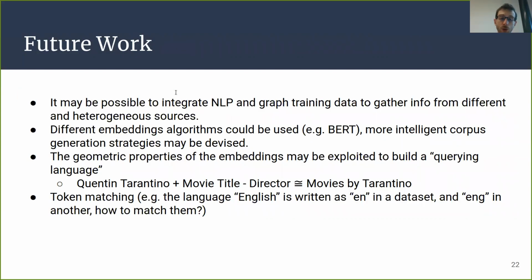For what concerns future work, we are considering methods for integrating natural language in our pipeline to gather information from more diverse sources. We are also looking into different embeddings algorithms. Finally, we observed that the geometric properties of the embeddings can be used to perform token matching or build a rudimentary query language to produce results like in the example. You see here, Quentin Tarantino plus movie title minus director will give us movies by Quentin Tarantino.